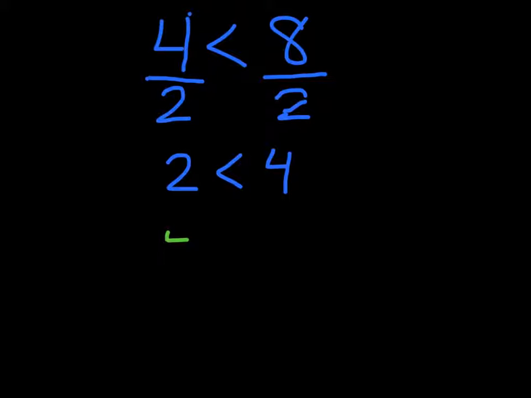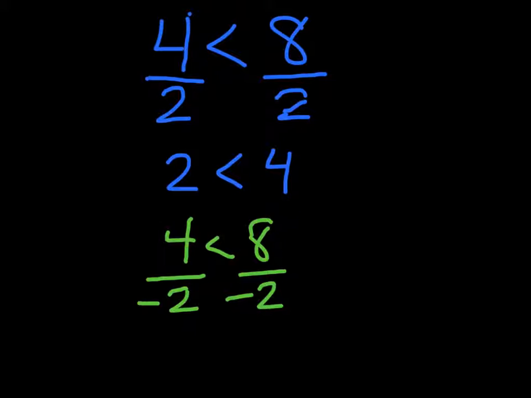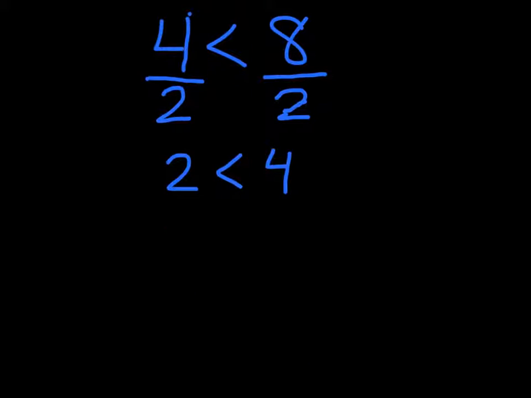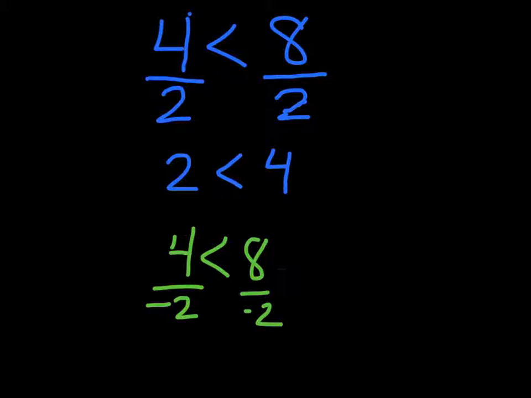However, if we divide each side of an inequality by a negative number, do we get an equivalent inequality? Well, let's see. We get negative 2 is less than negative 4. Nope, not a true statement. Just as with multiplication, when we're dividing each side of our inequality by a negative number, we have to switch the direction of the inequality symbol. So let's try that here.